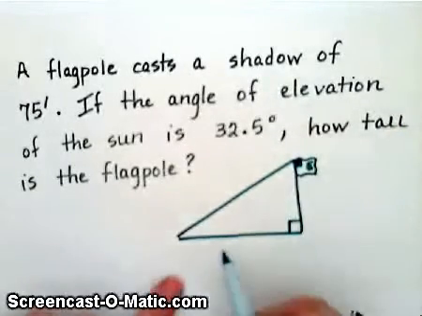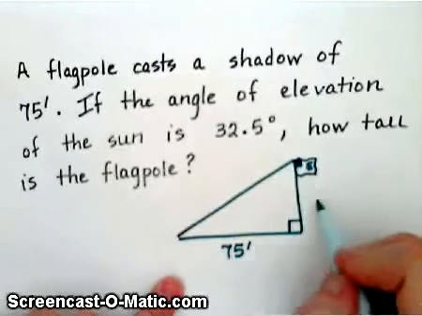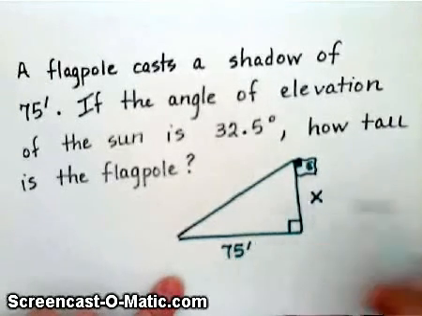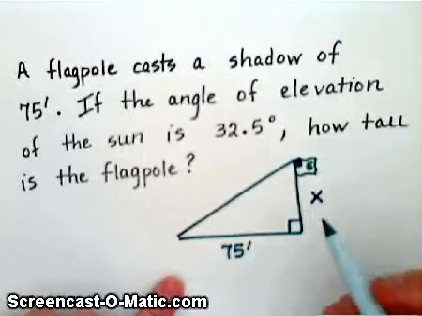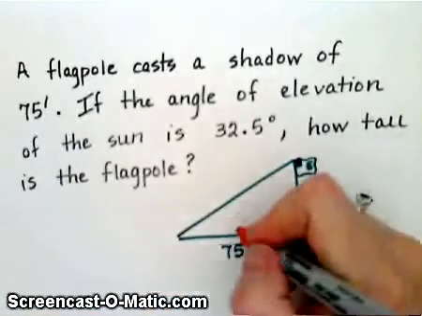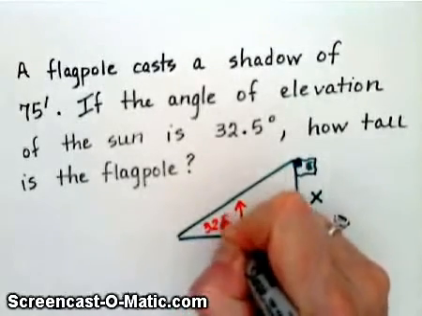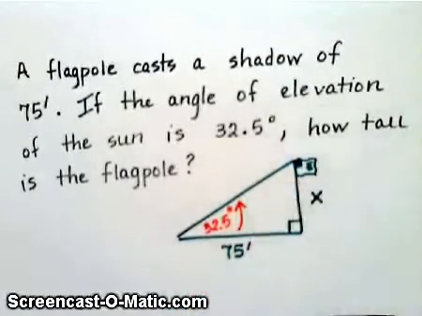Now, the shadow is on the ground, so let's draw that 75 feet. We want to know how tall is the flagpole, so we'll put an X over there. And the angle of the elevation of the sun is located right here. You remember I told you the angle of elevation is always at the ground. So 32.5 degrees.